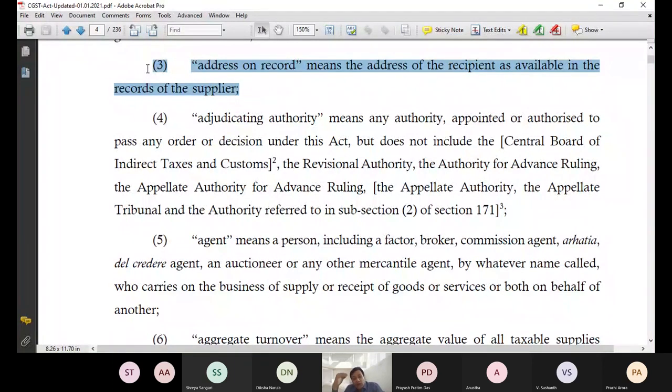So then I searched other acts and I found address on record exists in the CGST Act, which I applied. So what does section 2 clause 3 of the CGST Act say? Address on record means the address of the recipient as available in the records of the supplier. This is what address on record is. That's it. So now let me start simplifying the residuary section. After this, we will end today's discussion.